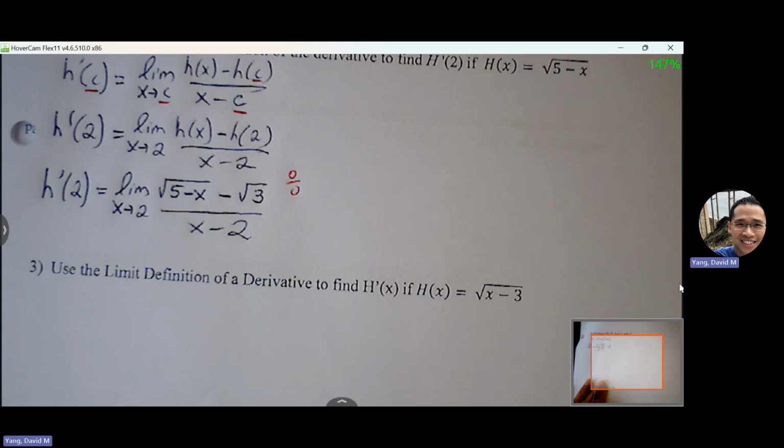Right, number 3, we're back to a general definition. So we're just going to be finding the derivative function for number 3. So go back to your general definition. Walk around and see if there's any question.